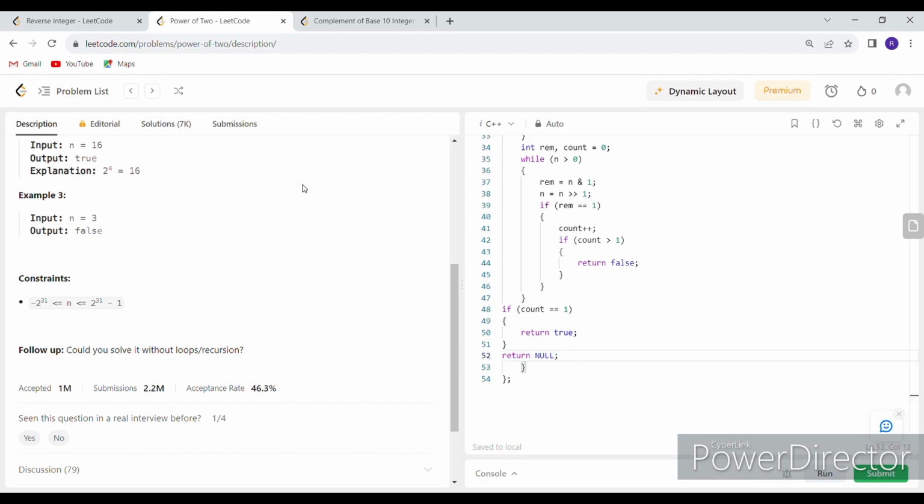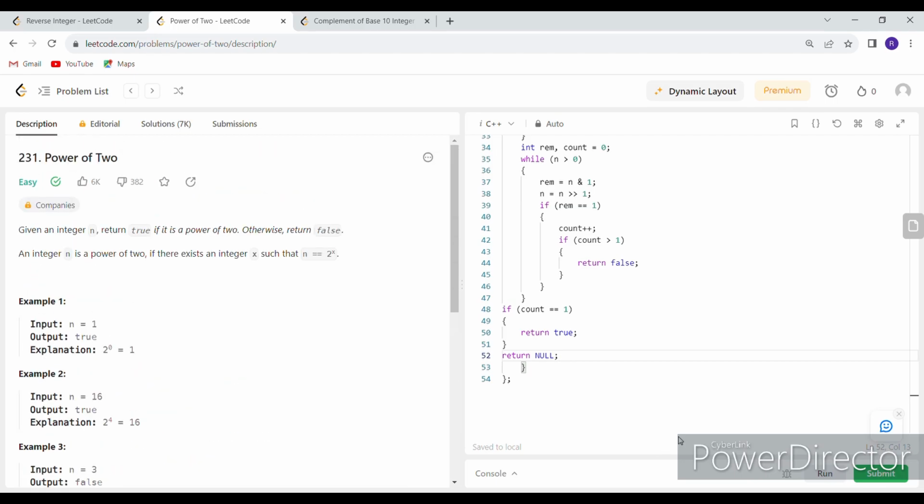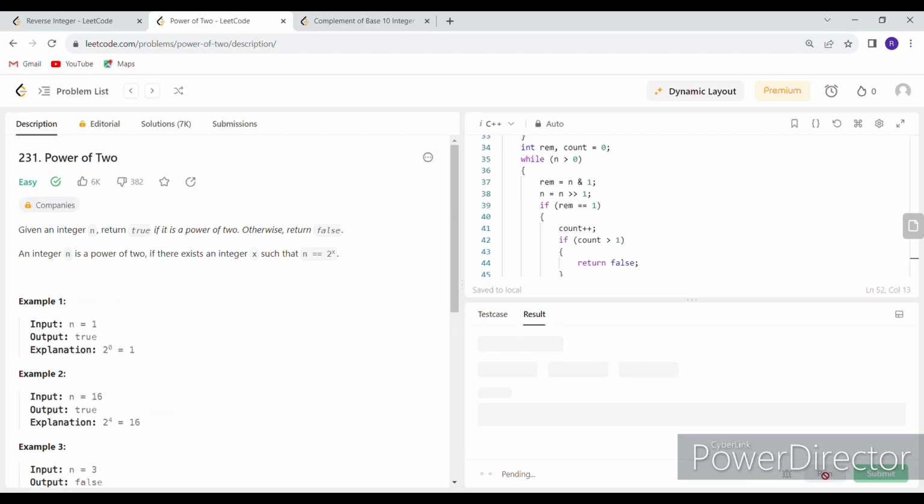Okay, so now let's run this code. I've already run it many times, solved many methods, and finally I'm making a video on it.